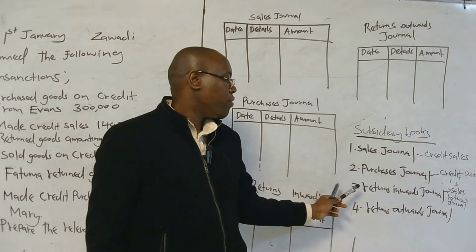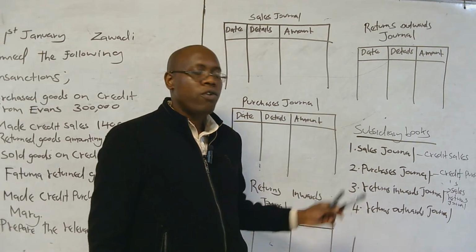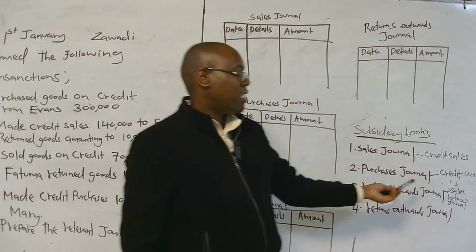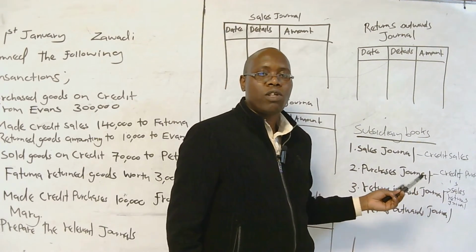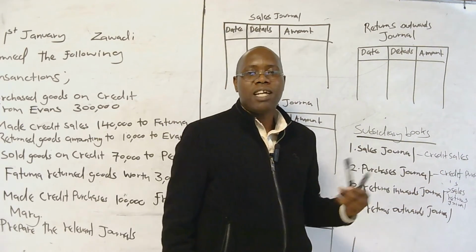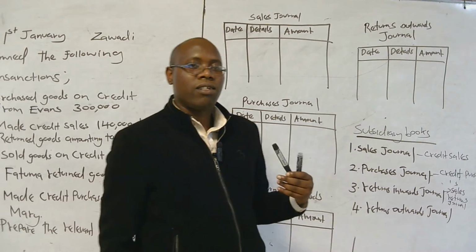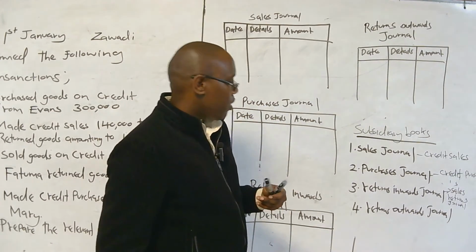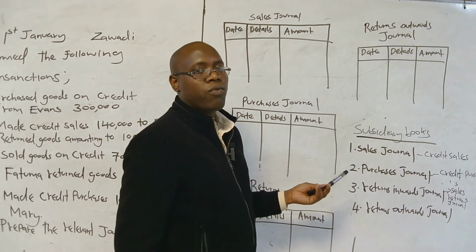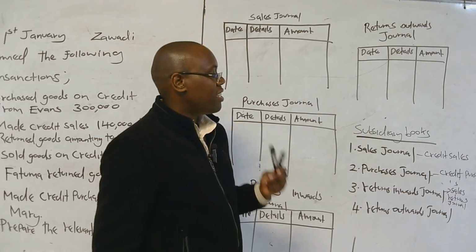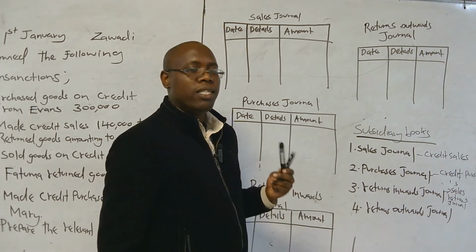So the functions of the returns inwards journal, what we call the sales returns, that's why they usually call it sales returns. What you had actually sold is being returned to you. We have said that we are going to record the returns from our customers. When customers return goods to us, we are supposed to record it in that returns inwards journal.